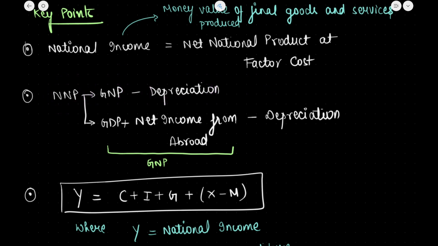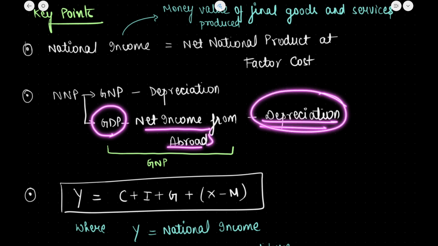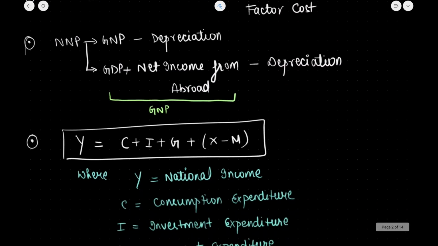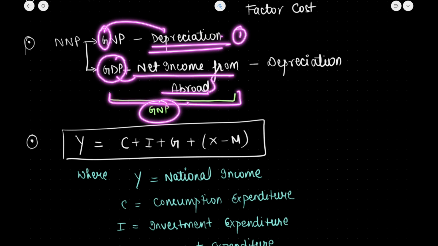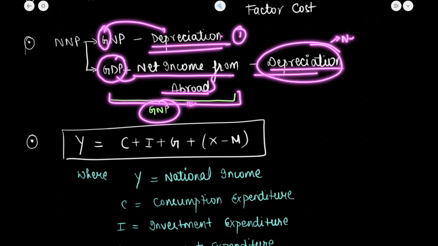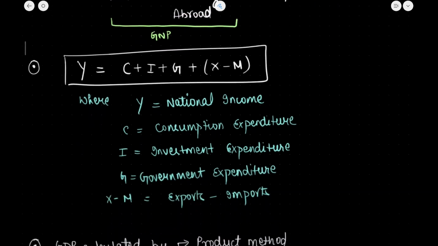Next in the line is when GDP is added to net income from abroad and we subtract the depreciation, then also net national product comes. So there are two formulas. First one is when we subtract depreciation from gross, and the another one is when the GDP is added to net income from abroad. The resulting figure is gross national product, and when we subtract depreciation from it, we come to the net national product.